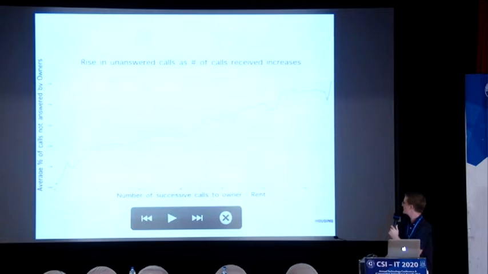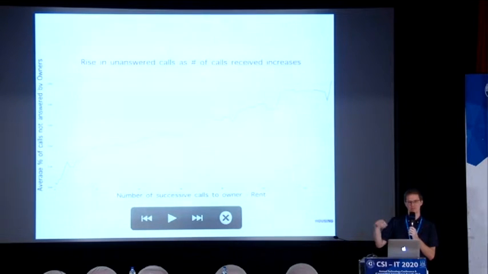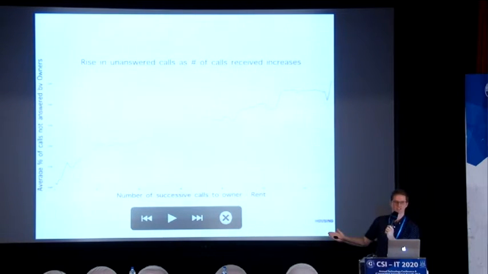We'd look at, for instance, the number of successive calls an owner receives. What's the pattern between that and how often they'll answer? So this graph here shows on the y-axis the average percentage of calls not answered by owners, and on the x-axis is the number of successive calls to the owner. So you get your first call. What percentage of the time do owners miss their first call? And then their second call, and then the third call, and the fourth call, right?